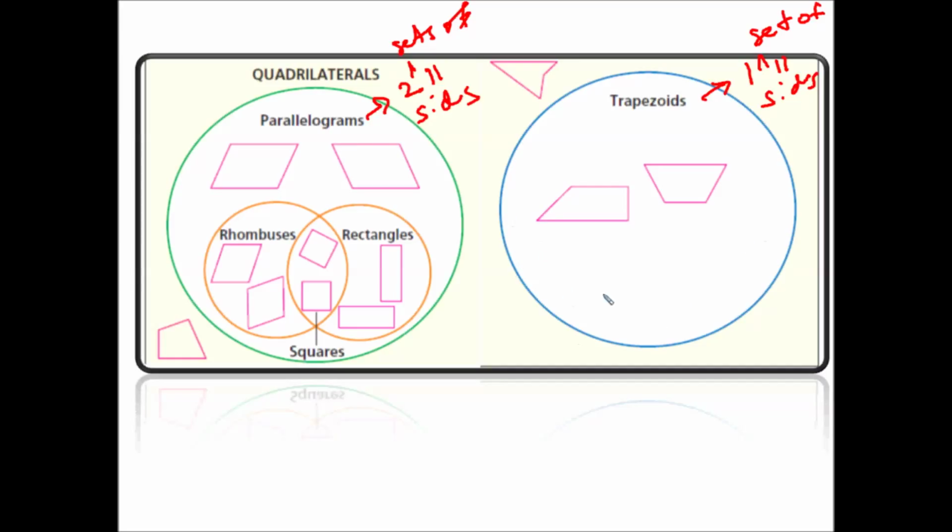Trapezoids, you'll see, have no subcategories. There's just trapezoids, and then that's it. There's the kind that has one right angle. There's the kind that doesn't have one right angle, but they have one set of parallel sides. And that's what makes it a trapezoid.